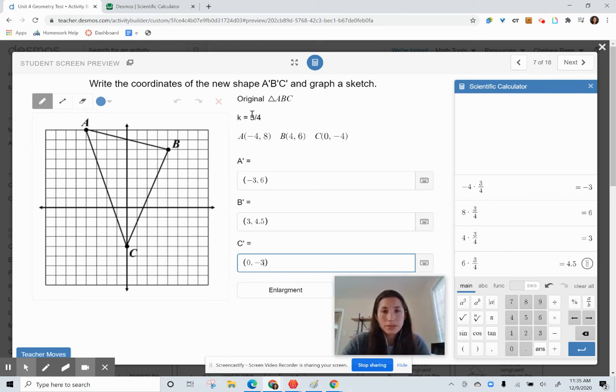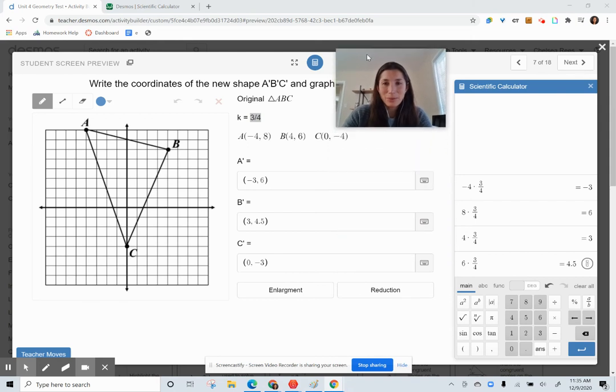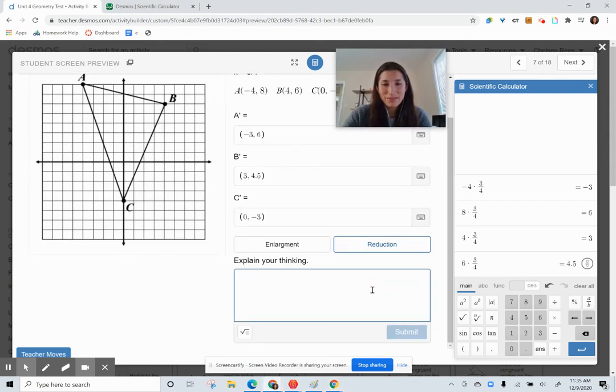And this is 3/4. 3/4 is less than 1. That is a reduction in the figure. K, our scale factor, is less than 1. And when you're graphing this, we would have a point at 1, 2, 3, 1, 2, 3, 4, 5, 6. This would be our new point for A. This would be our new point for B, and then here would be our new point for C.